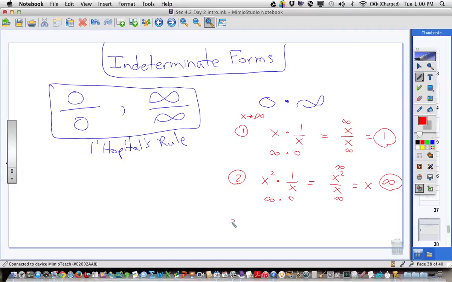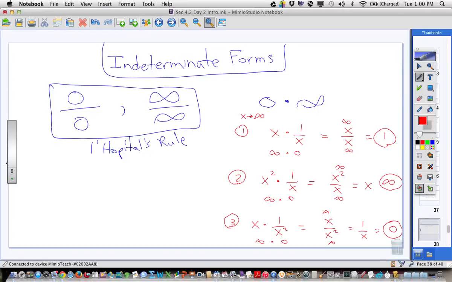All right, and then the third case would be x times 1 over x squared. Again, you got something getting big times something getting small. I can rewrite that as x over x squared, which again is infinity over infinity. But this time, the one on the bottom wins. It reduces to 1 over x, which goes towards 0. So in this case, the one getting big times the one getting small, the one getting small wins.